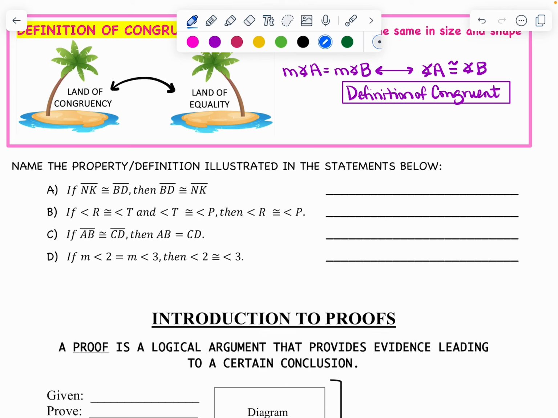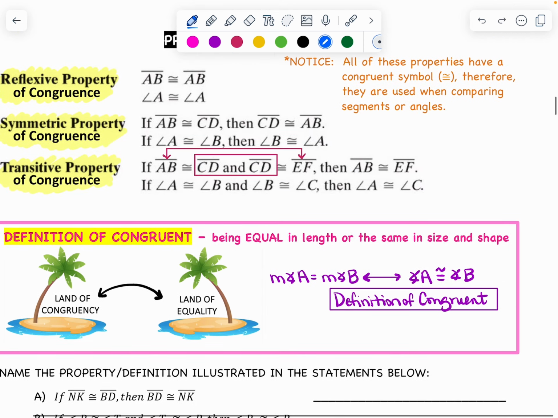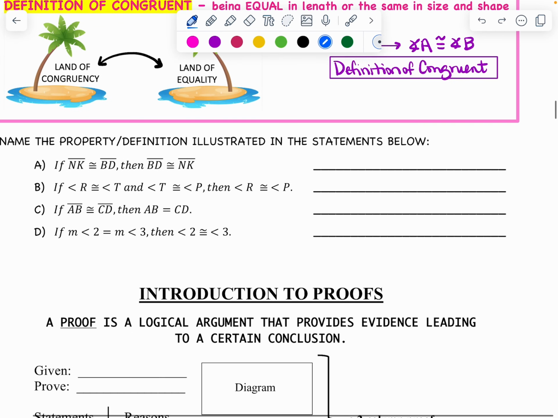So let's go play the name that property one more time. If we look at A, it says if segment NK is congruent to BD, then segment BD is congruent to NK. Well, you'll notice absolutely nothing changed except we just switched sides, right? And hopefully if you're looking up here, right, that is the symmetric property of congruence.